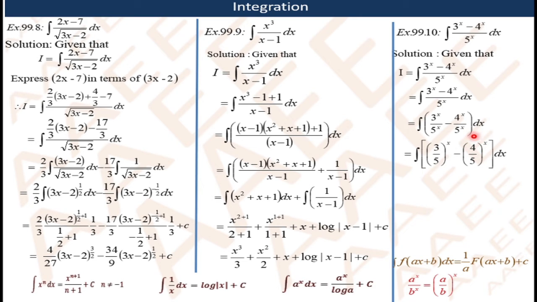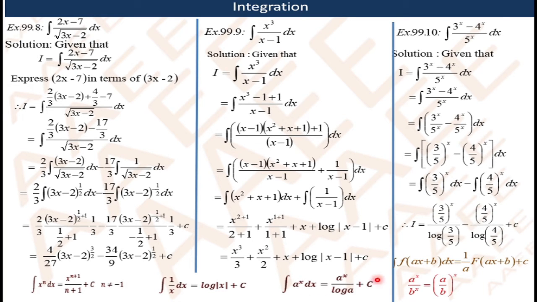And now it is easy to integrate by using the formula integration a raised to x dx is equal to a raised to x upon log of a plus c, and hence by using this formula this one will be 3 by 5 raised to x upon log of 3 by 5 minus 4 by 5 raised to x upon log of 4 by 5 plus c. This step is nothing but separation of the integral, so I skip explaining it.